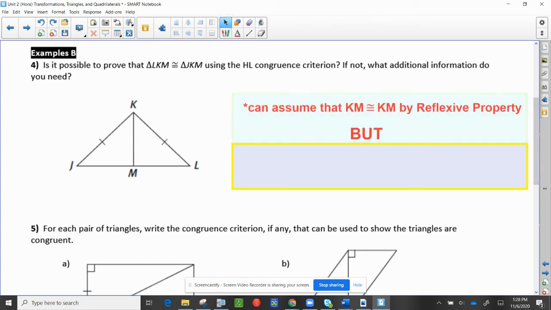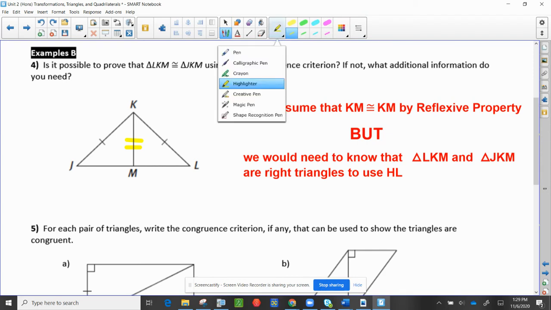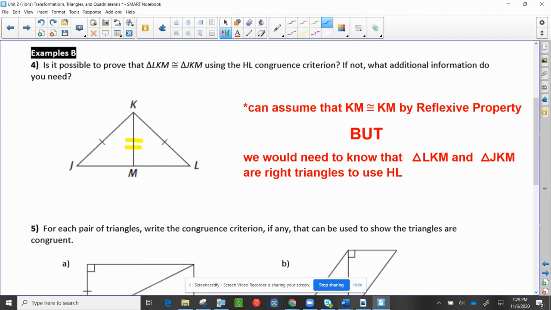Okay. So remember, we can assume by the reflexive property that we have congruent here. KM is congruent to itself. So we have the hypotenuse, it looks like, and one leg, but I'm missing the fact that we don't have right angles. In order to use HL, I would have to know something about the angles being a right angle, and that has to be given to us.